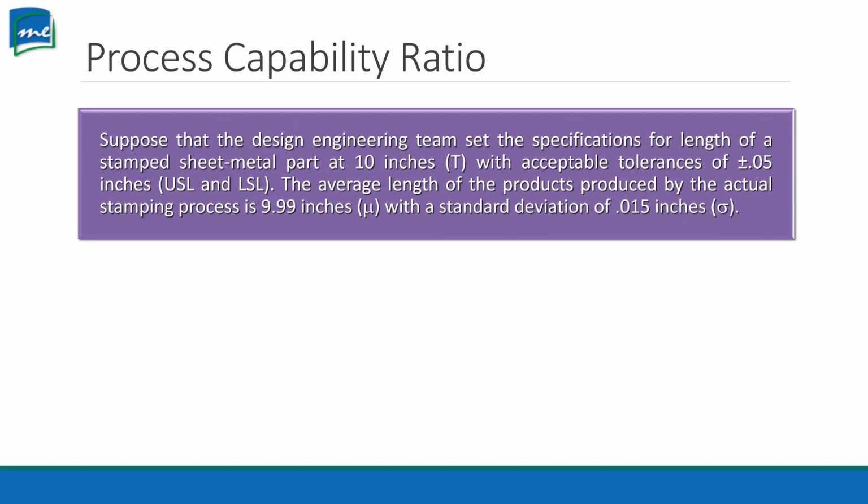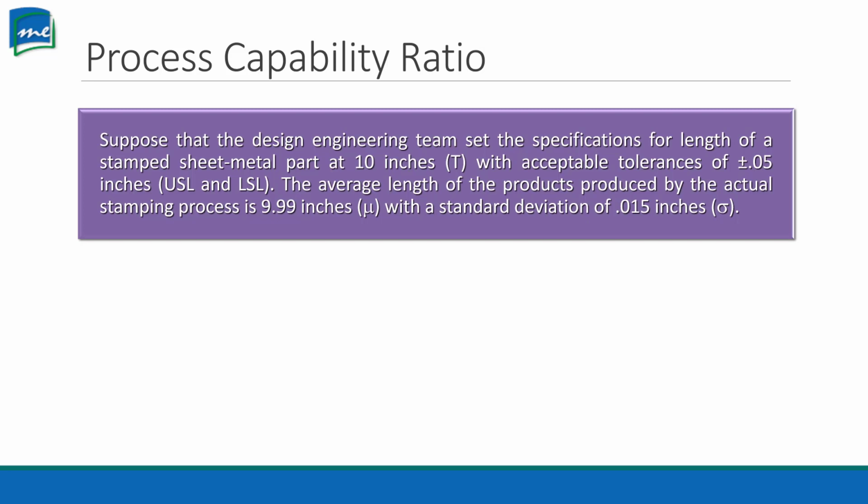So we're actually going to do, let's see here, it looks like a Cp and Cpk. So suppose the design engineering team has set the specification for the length of a stamped sheet metal at 10 inches, so 10 is going to be our value T, with an acceptable tolerance of plus or minus 0.05 inches. That's our upper and lower specification limits. So our lower is going to be 9.95 and our upper is going to be 10.05.